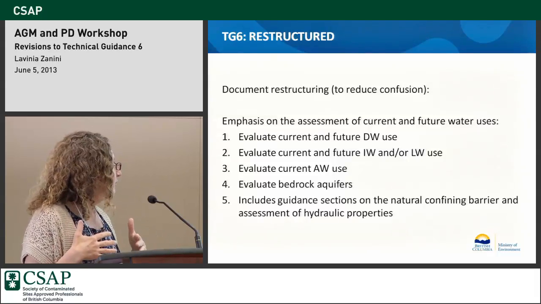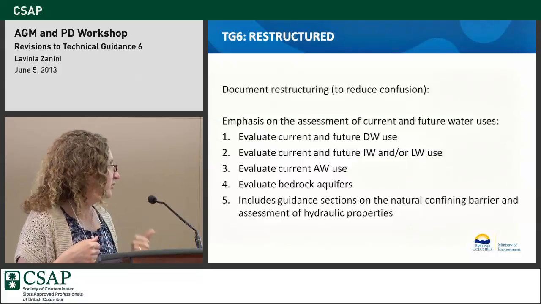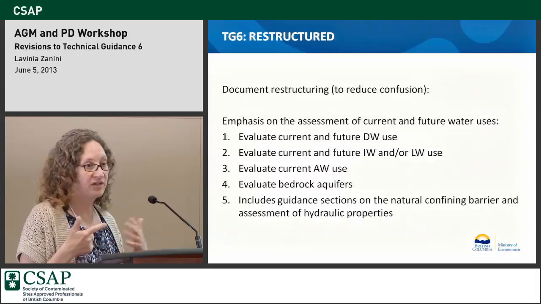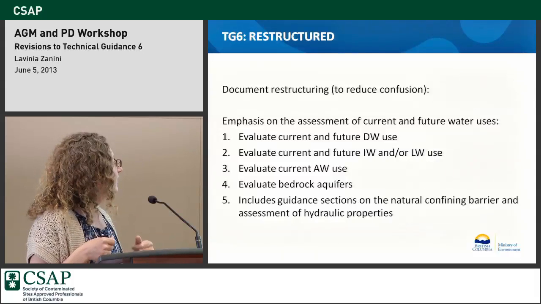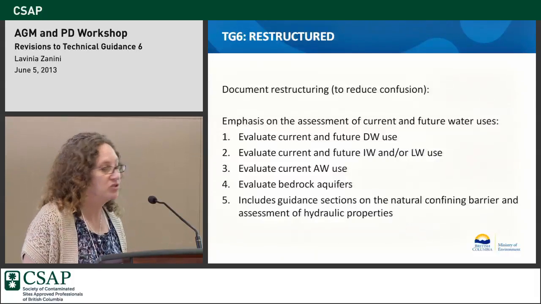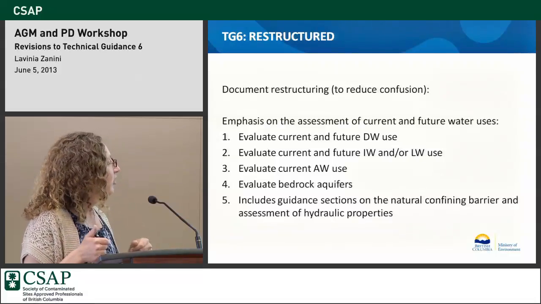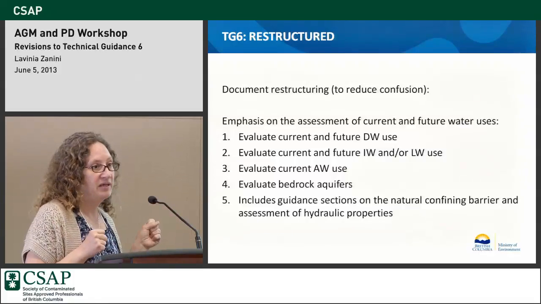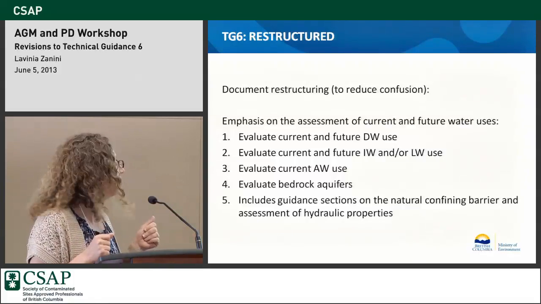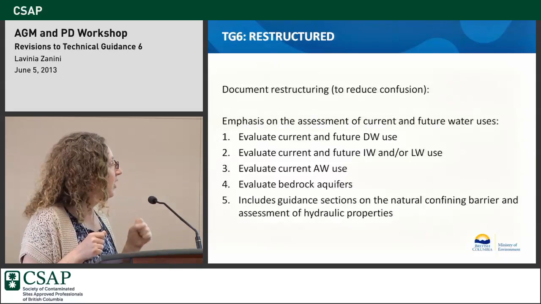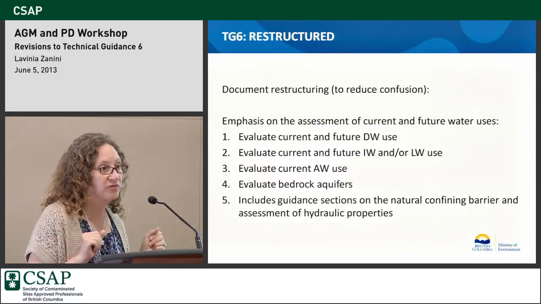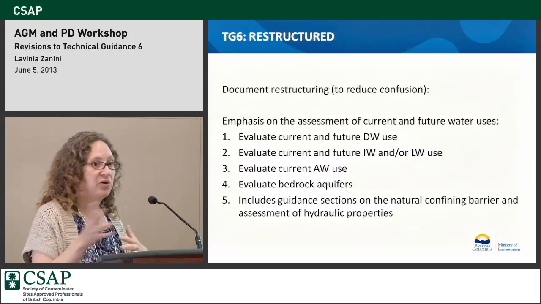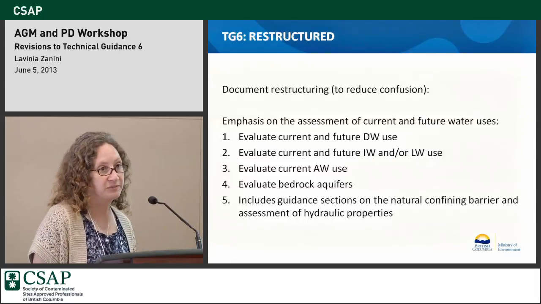We do that by first evaluating your current and future drinking water use. Then you evaluate the current and future irrigation and livestock use, and then the current AW use, because we don't have a future AW use, and then you evaluate bedrock aquifers. What's really nice about this new document, which is hopefully to be posted soon, is that it includes guidance on the definition of natural confining barrier and the assessment of hydraulic properties. That guidance came about because of questions from our practitioners.